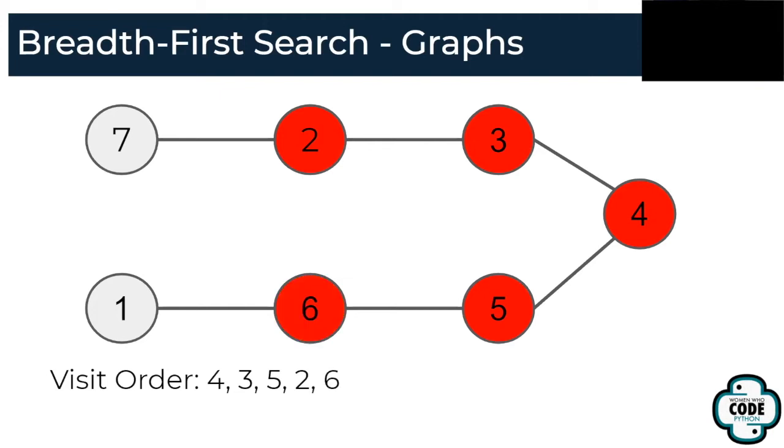And after that, we'll visit the nodes at the last level. Because 1 is smaller than 7, we'll first visit 1 and then 7. And after that, since we have visited all the nodes, we are done.